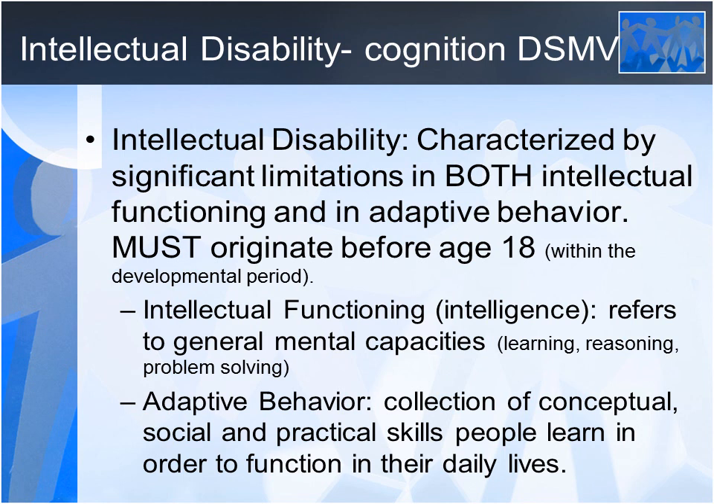But since intellectual disability is looking at intellect and intelligence, they're looking at some way to measure it. The other thing is adaptive behavior. We're going to go more into adaptive behavior later on, but you'll see that intellectual functioning looks at intelligence, and it refers to our general mental capacities. So it's our ability to learn, to reason, to problem solve. Adaptive behavior is a collection of conceptual, social, and practical skills that people learn in order to function in their daily lives.